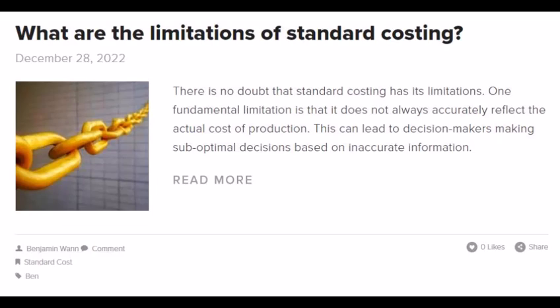To avoid this, businesses need to be aware of the limitations of standard costing and use it in situations where it is most likely to be accurate. They should also keep track of cost changes to update their standard prices as needed.